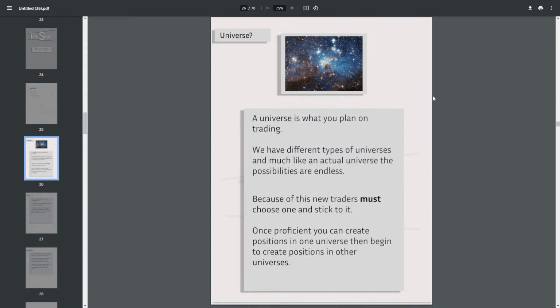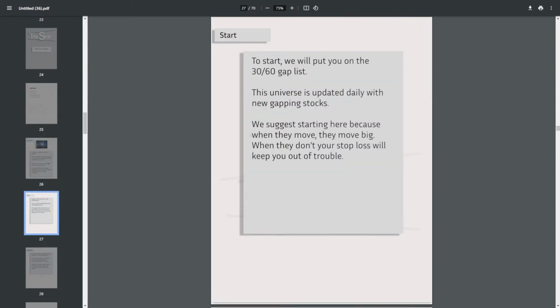So once you know how to trade a T2 reversal, you can do that across the week, the month, the day, the quarter, the same way you do it on a 30 or 60 chart. So possibilities are completely endless here. So to start, what we suggest new traders start on is the 30-60 gap list. So trading 30 and 60 inside bars and 2-2 reversals on the gap list.